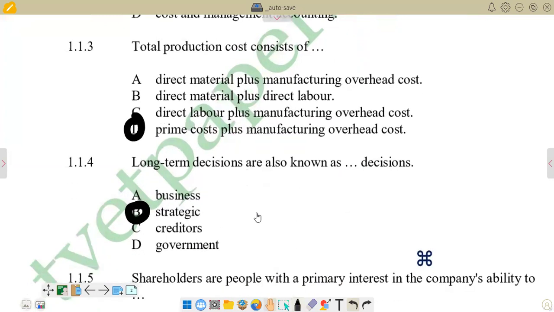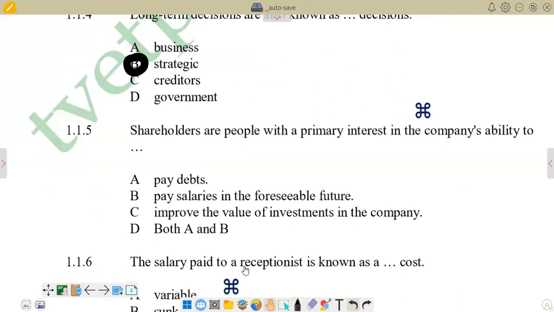When we go to 1.1.5, shareholders are people with a primary interest in the company's ability to, remember, shareholders are the owners of the company. So they are mainly concerned about the investment that they've made in the company. According to the responses, the only response that includes the issue of investment is C. C reads improve the value of investment in the company. So we are going to take C as the correct response.